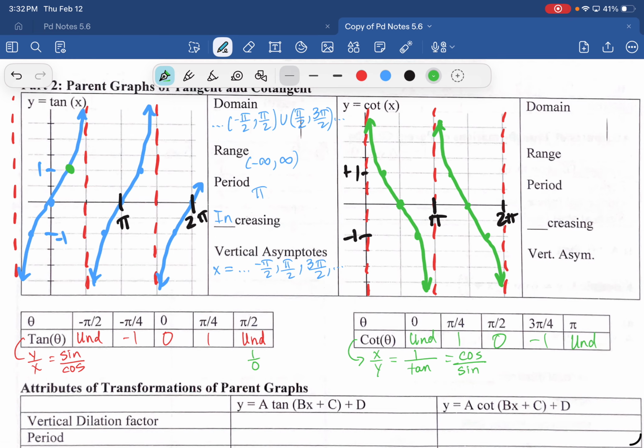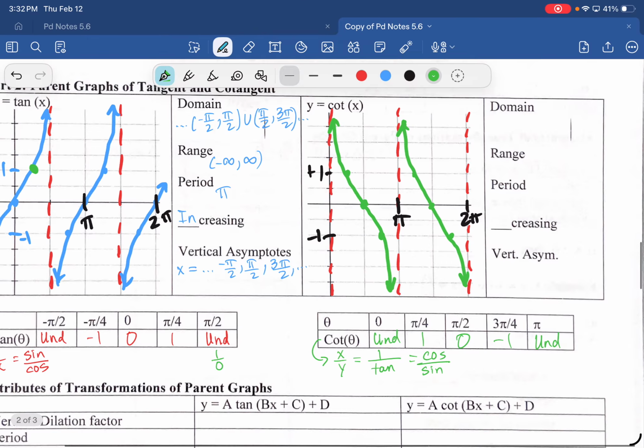The vertical shift is d, and if they ask for the midline, make sure you include the y equals. And the same properties apply from before. If a is negative, then there's a reflection over the x-axis. If b is negative, there's a reflection over the y-axis.